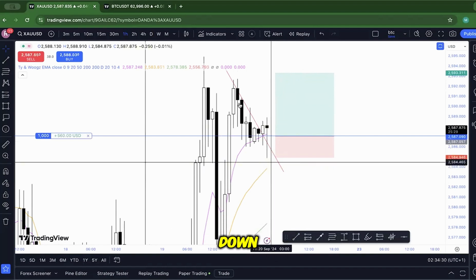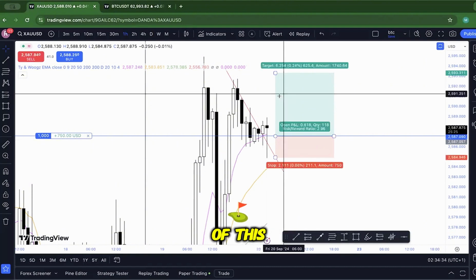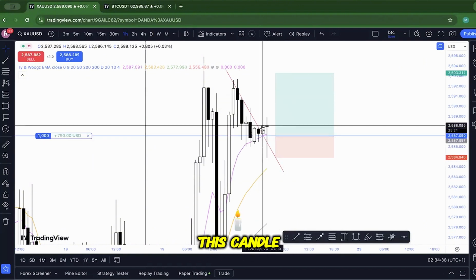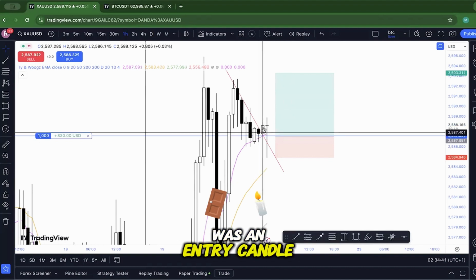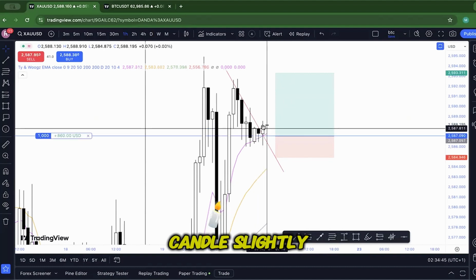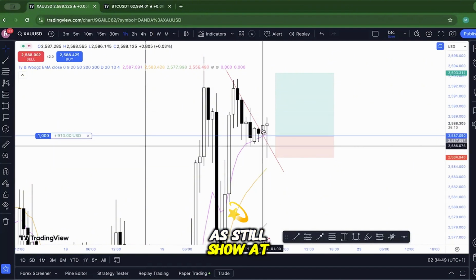Market came back down, tested, broke out of this flag, came back in off this candle, was an entry candle, was a signal candle, which closed above this candle slightly. It still showed it's a great trade. I'm gonna take the trade.